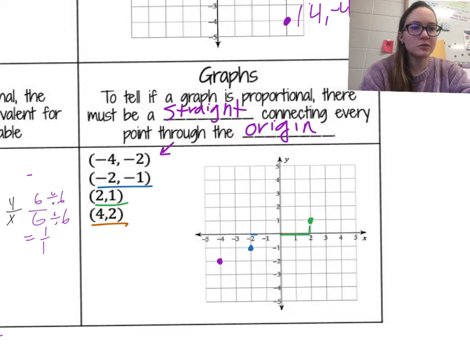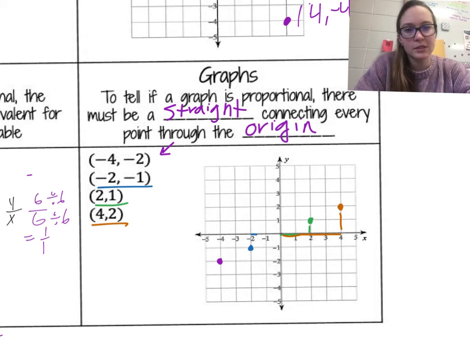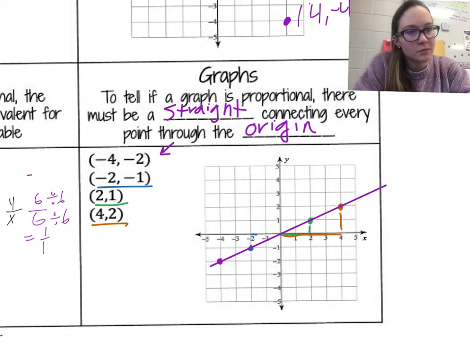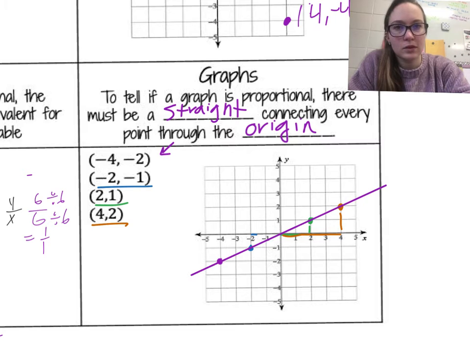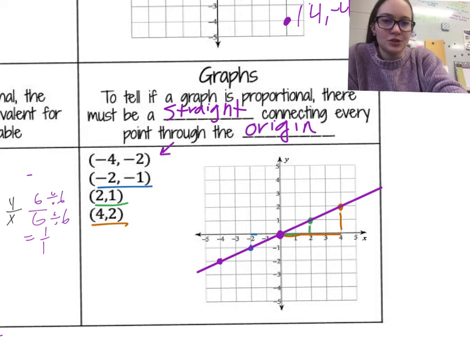And then 4, 2, go over to positive 4, go up to positive 2. Okay. So I'm going to take a ruler and through the middle of all the points, I'm going to draw a straight line. Let's get rid of the ruler now. Okay. So it does go through the origin. That means it is proportional.